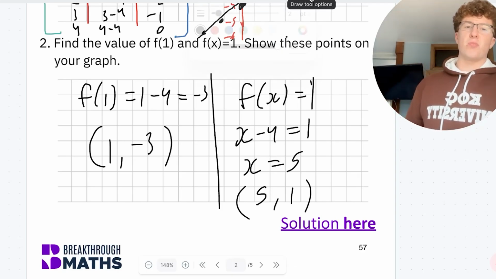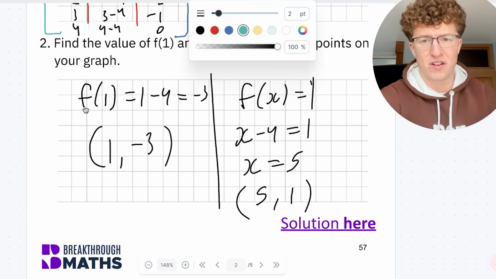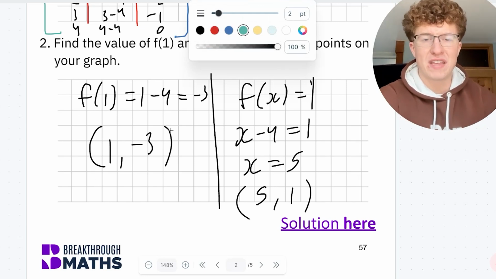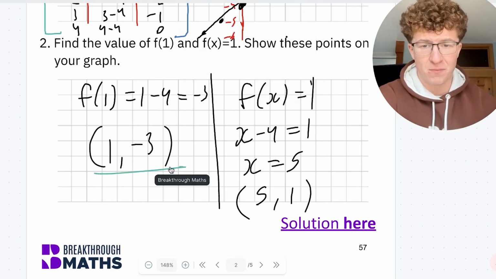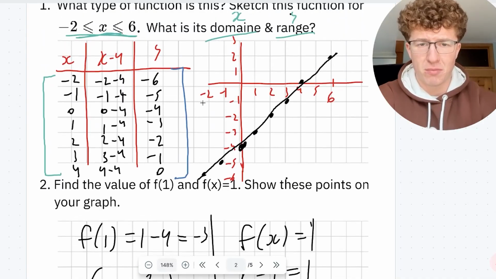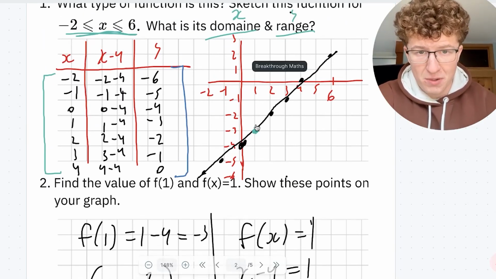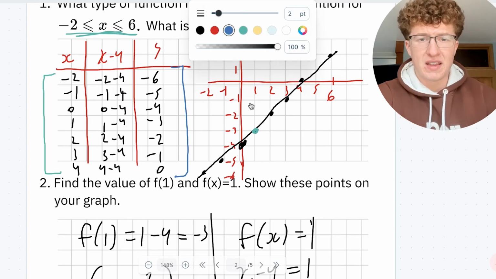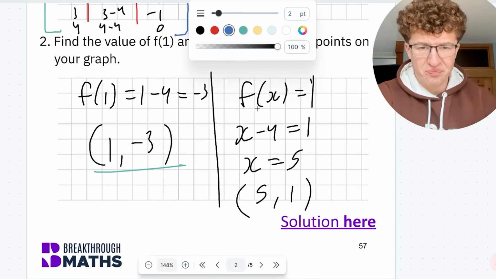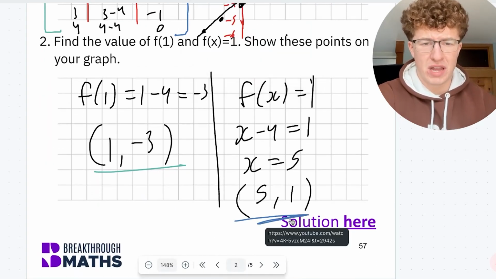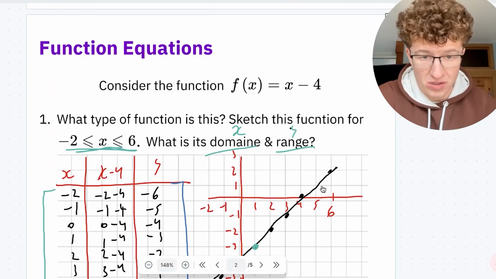So these are going to be the 2 points we have. Remember, the difference between these. One of them, we have the x value. The other one, we get the x value. So I'll plot the point (1, -3) under this graph here. Go to (1, -3), that'll be this dot here. I'll color it in green. And then the next part was saying f of x equal to 1. I'll do that one in blue. So it's (5, 1). So it's going to be this point here.